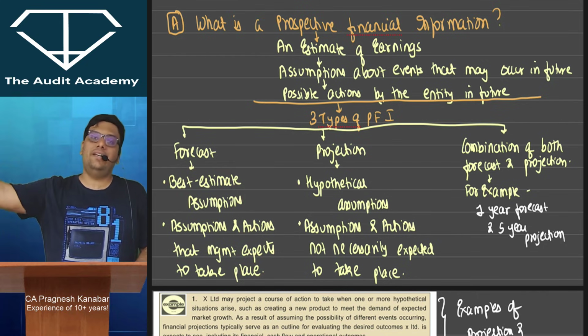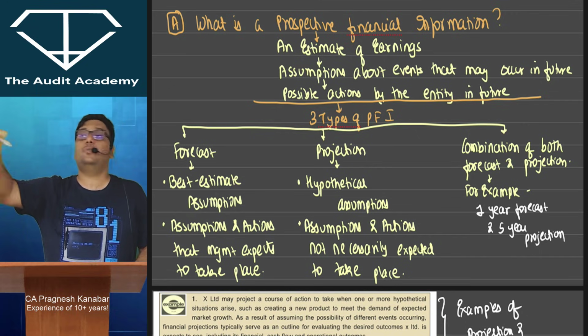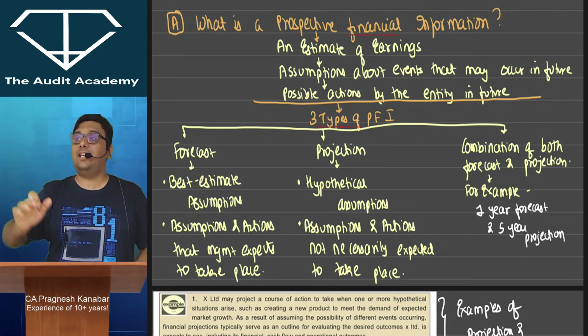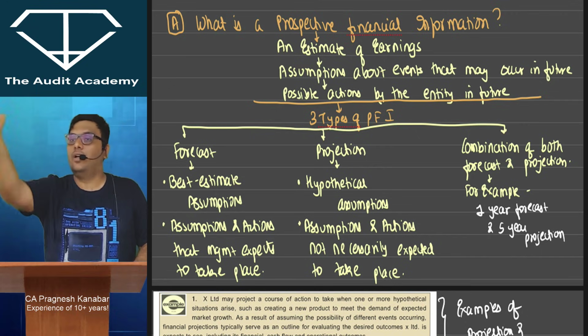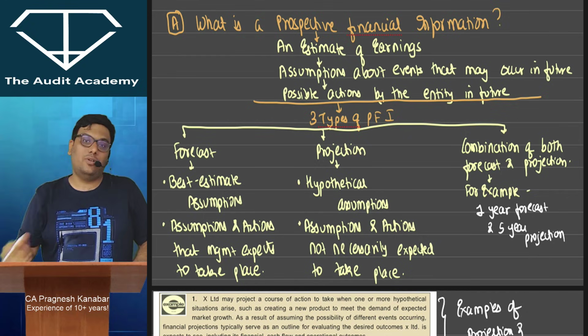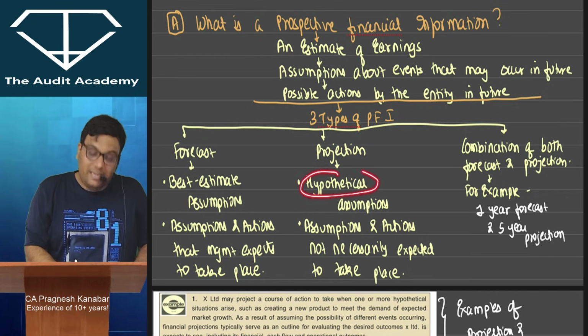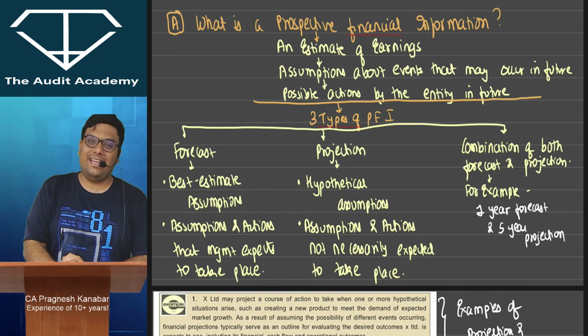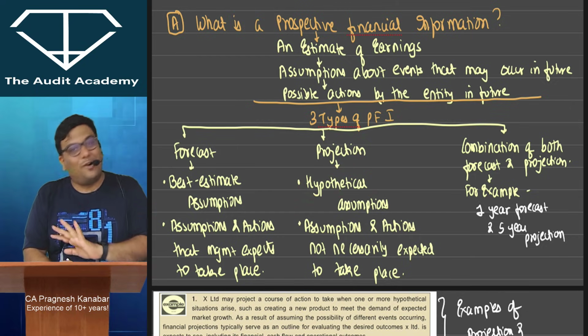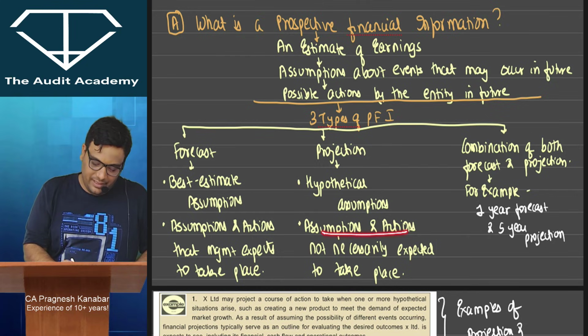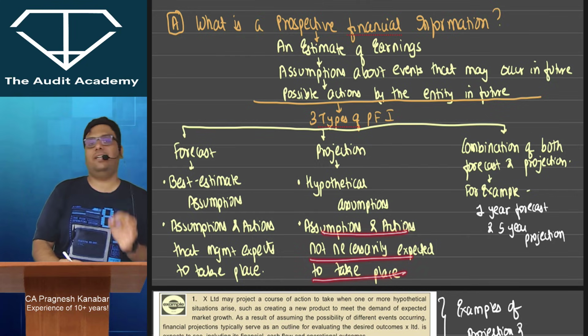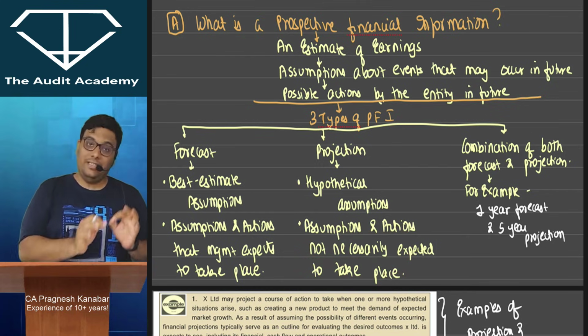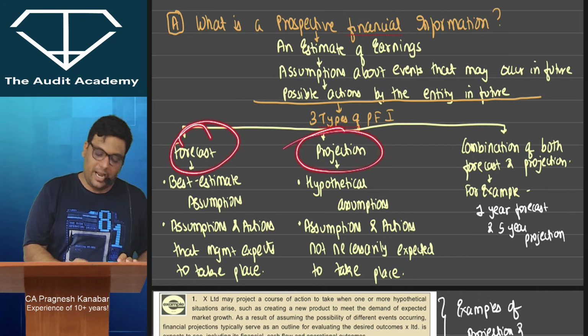The second word is projection. Normally in Shark Tank India and startup entities, what you see is projection. They tell you that in the next 5 years they are going to come up with so and so cash flows and so on. So these are hypothetical assumptions. Hypothetical means theoretically it is there, it may happen or it may not happen. Assumptions and actions not necessarily expected to take place. So please understand the difference between forecast and projection.